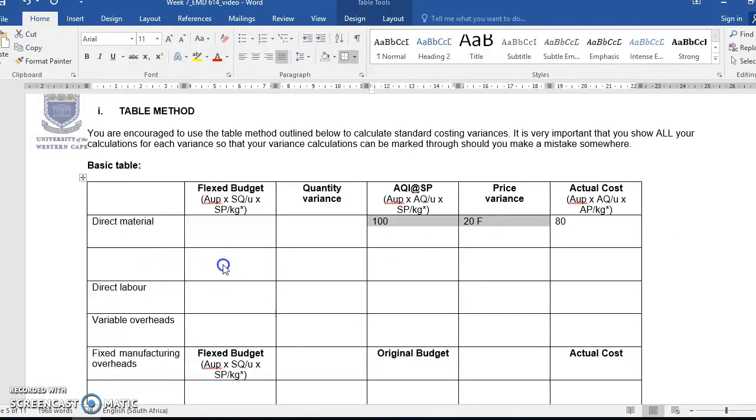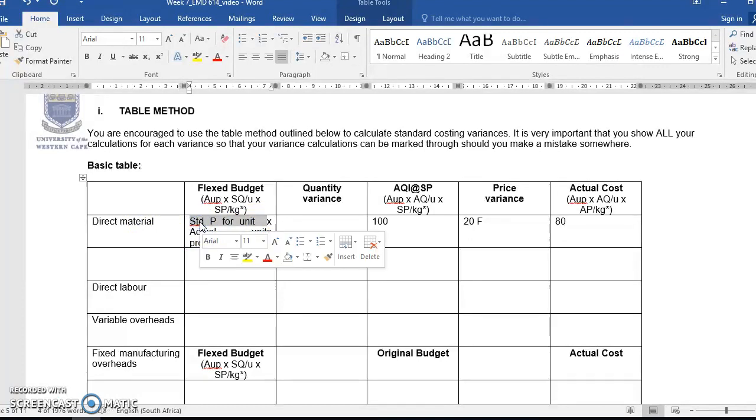Alright, then I just want to explain, I'll leave that there for now and explain the flex budget. The flex budget is essentially the standard price for 1 unit, right? And we multiply this by the actual units produced. So what I'm saying here, if we're dealing with my direct material, we would say what is the standard price for direct material for 1 unit? And then we multiply that by the actual amount of units we actually produce.